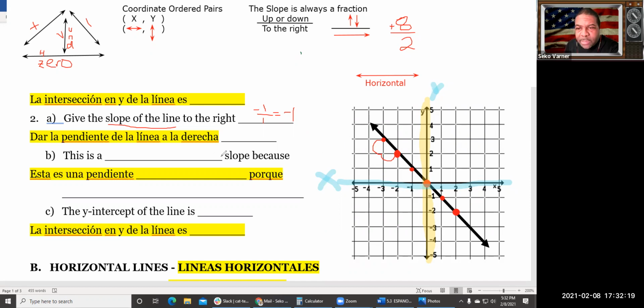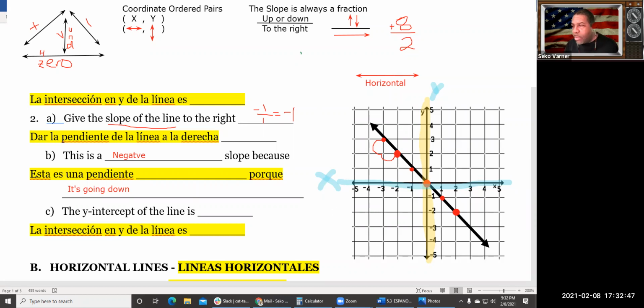This is a blank slope because, well, what type of slope? Is it positive? Is it going up? No, I think it's a negative slope. It's going down. So we're just going to type in here, this is a negative slope. Maybe I'll change the color. Yeah. All right. Because it's going down.